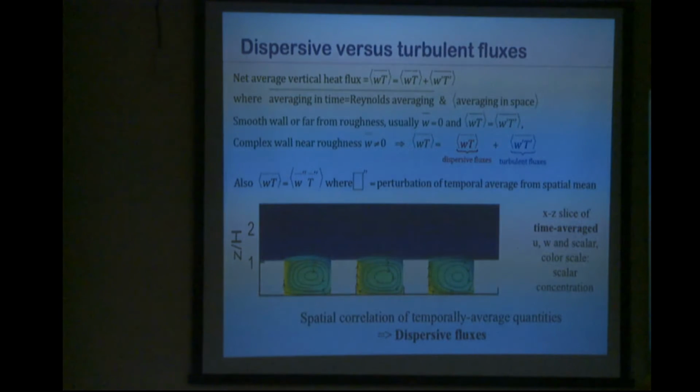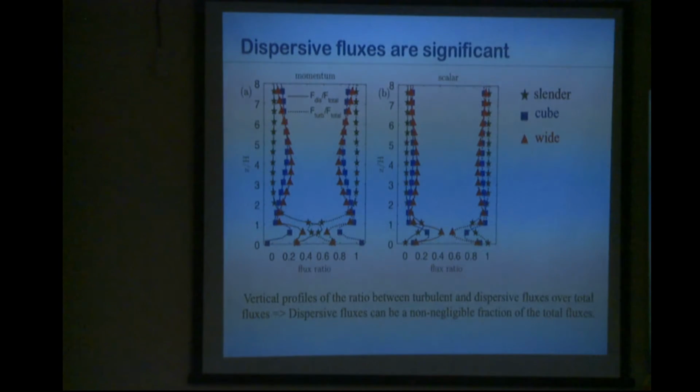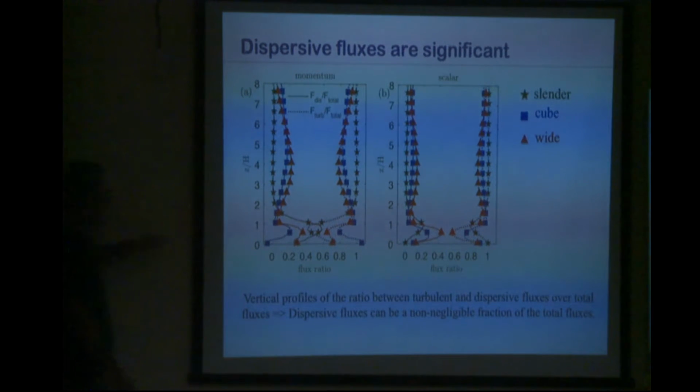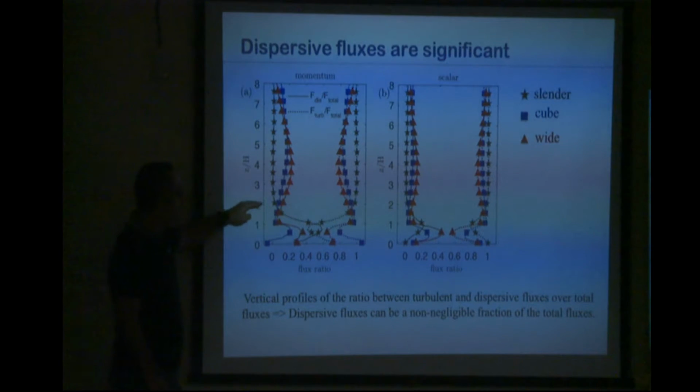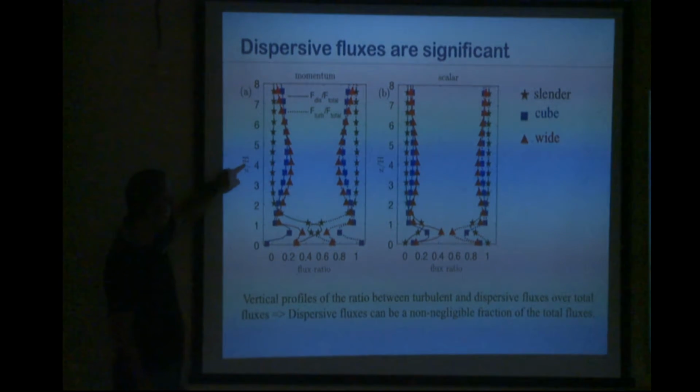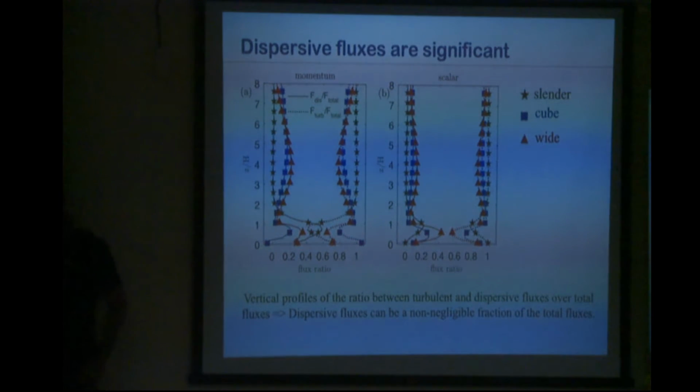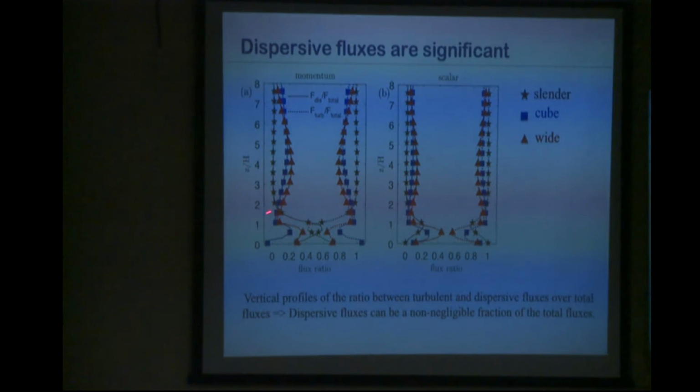So you need to account for these fluxes. Now the question is, how important are these fluxes compared to the turbulent fluxes? Well, they're not important if you're at 2 times the building height, but when you get into this, this is the height divided by the building height, so this is elevation normalized by building height, so the building roof is here. If you're within two building heights, these dispersive fluxes are going to be very important.